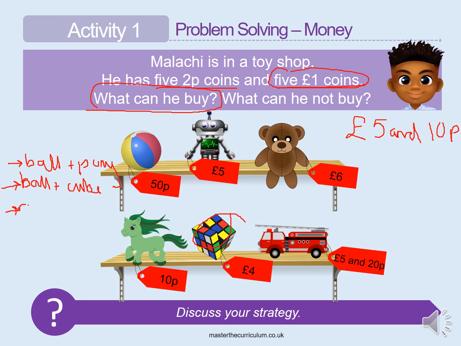So we're just going through and we're looking for all the different things that he could buy and just writing those down. Once you're happy that you've done all of that, you can see it says here the next part. So there's sort of 3 steps to this. Just take it one step at a time. What can he not buy? So what is over £5.10? So he can't buy the teddy bear and he can't buy the fire truck because they're both more than he has.